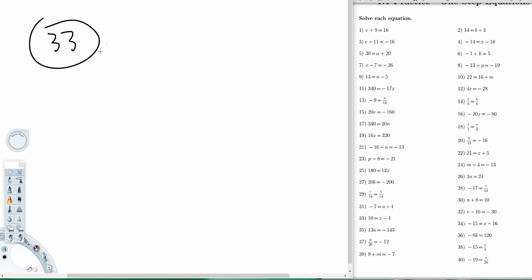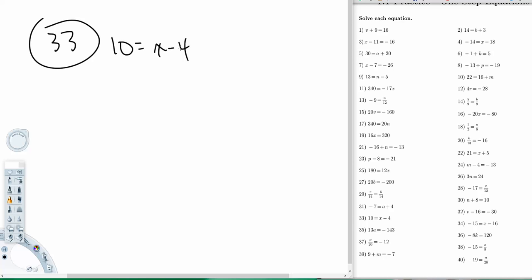Number 33. 10 equals x minus 4. I feel we're not doing enough multiplication or division in this book. I don't know. Those are the harder problems. Those are the ones we should be doing anyways. I'm just saying. I'll do more after.